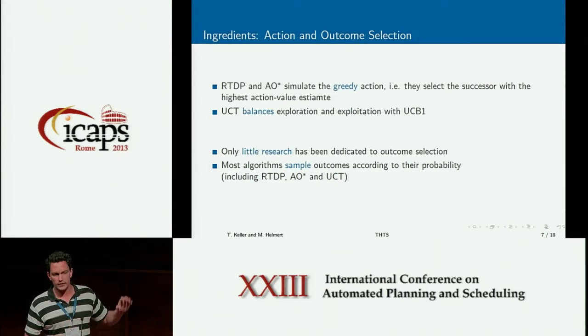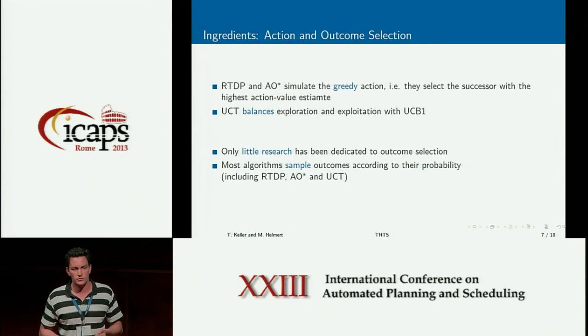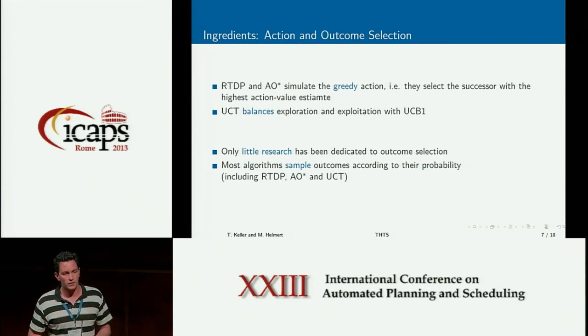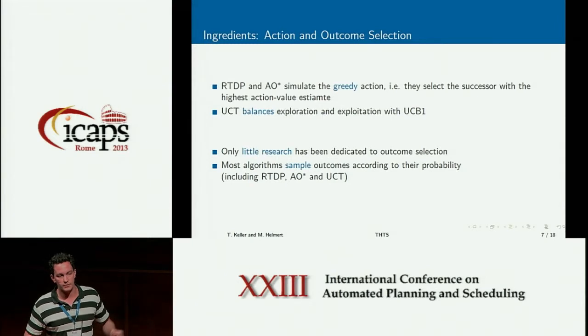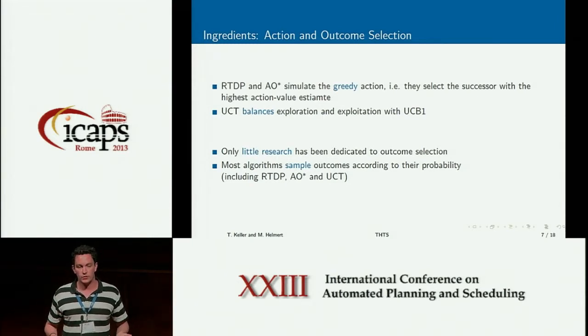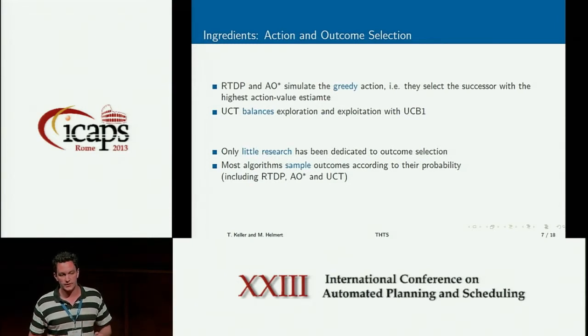And I will not talk too much about action selection here. It's a quite hot topic, I would say. There are many, many different algorithms that use different action selection strategies. Here, RTDP and AO star are greedy algorithms, and UCT has some way of balancing exploration and exploitation.